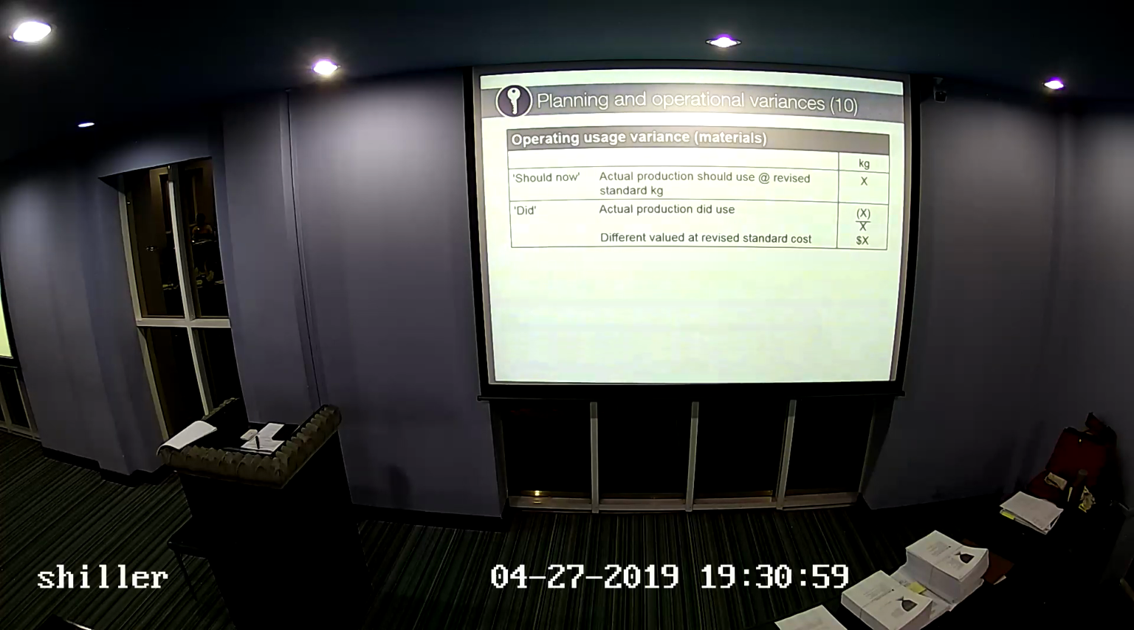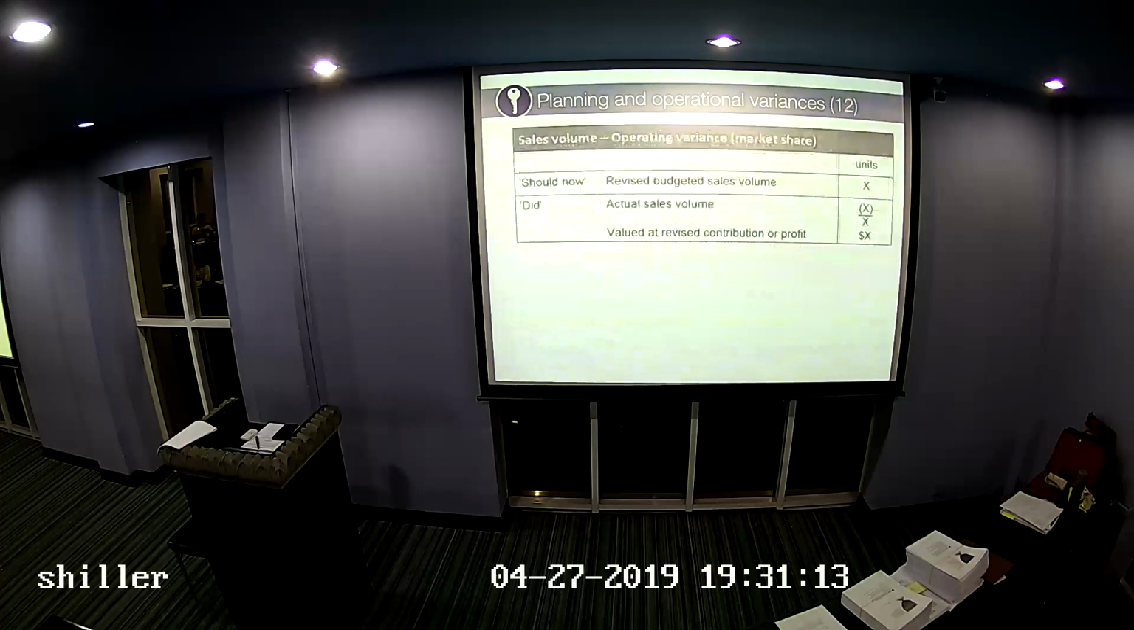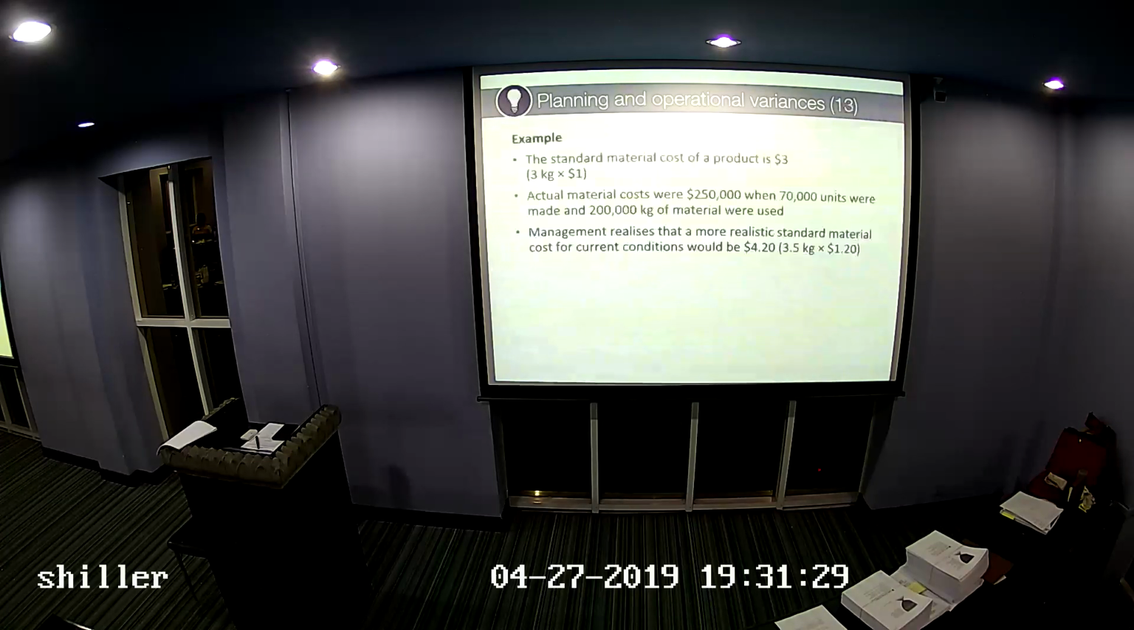It's the same calculation as our normal variances, except that when you calculate operational variances, it's always based on revised budgets. Market share, in other words sales volume: you'll have to compare, this is operating variance, your revised budget as against your actual sales volume. Okay, so let's take an example.